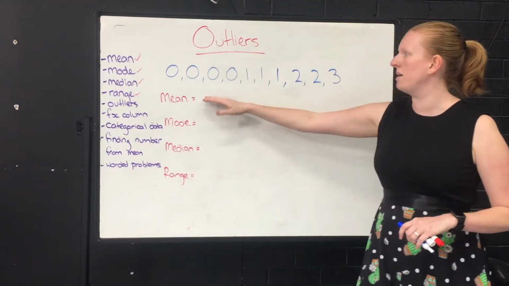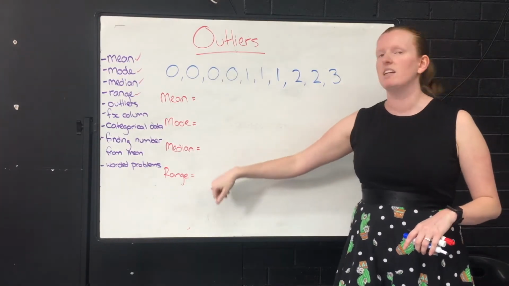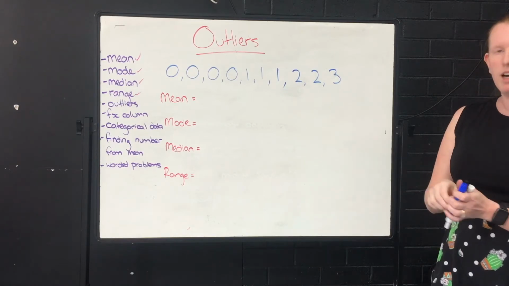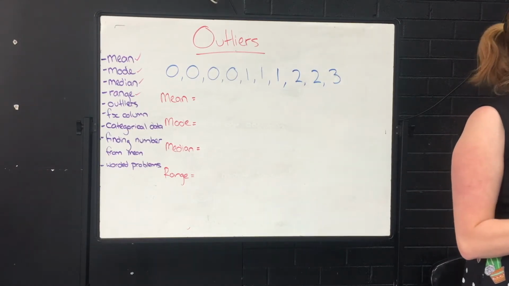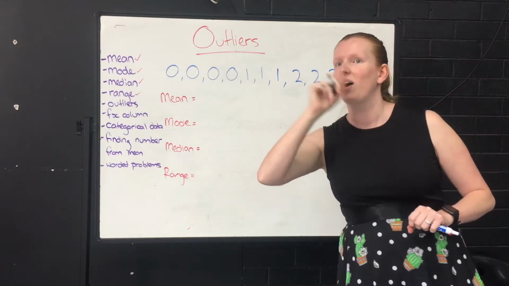So let's calculate the mean of these numbers, the mode of these numbers, the median, and then the range of the numbers that are here. So first up, how do I find what the mean is for these numbers? What do I have to do? Yes. Awesome, I add them up.